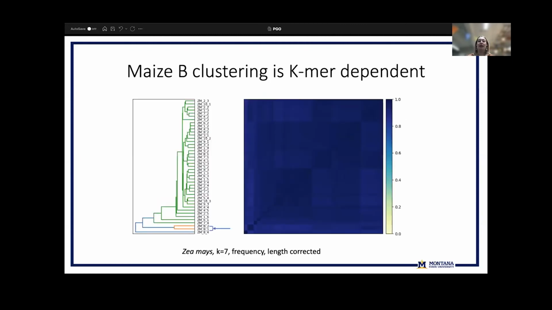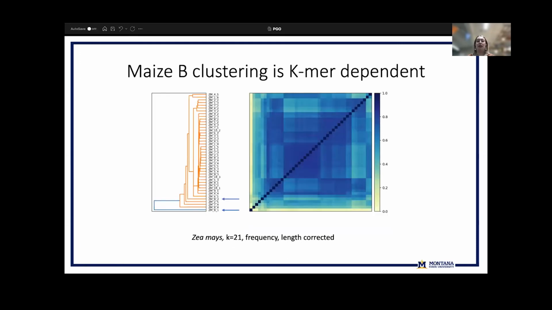I did this, and it's not a pretty image. I'm sorry. Once you start fragmenting sequences, dendrograms tend to get a bit ugly. But I have pointed out here that the B chromosome fragments are indeed joining together. However, what I've found is that the maize B clustering is indeed Camber dependent. And so this is for K equals 7. When I get into K equals 21, the B chromosomes start to cluster in with the other chromosomes. And so we're starting to see a Camber dependent pattern.